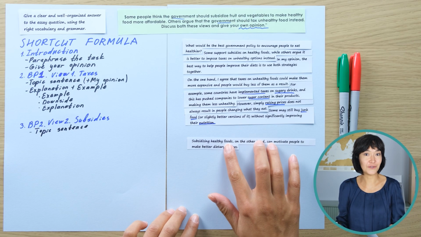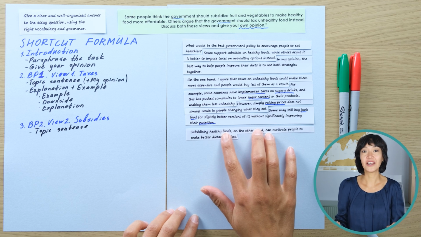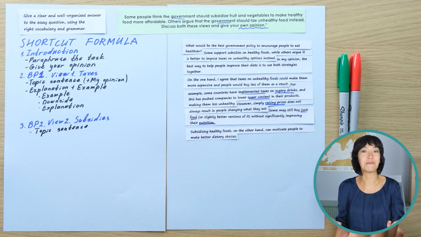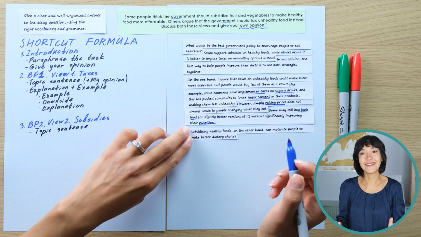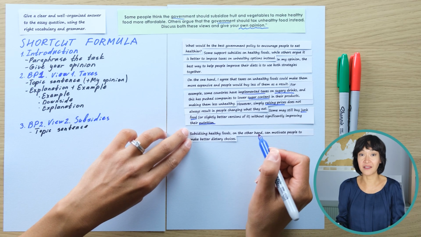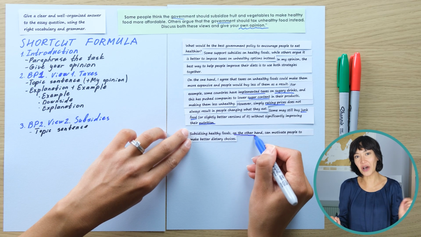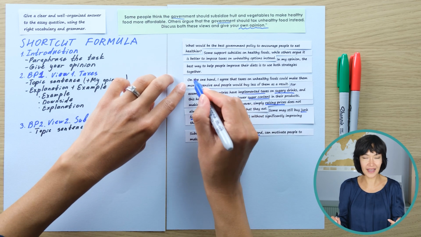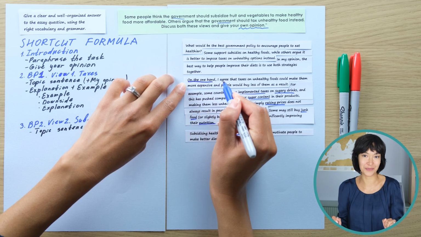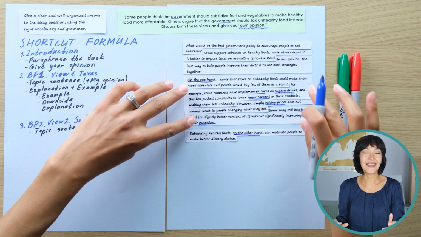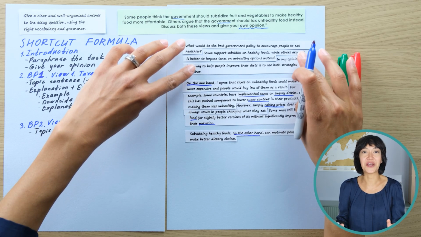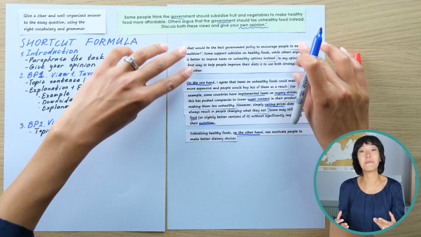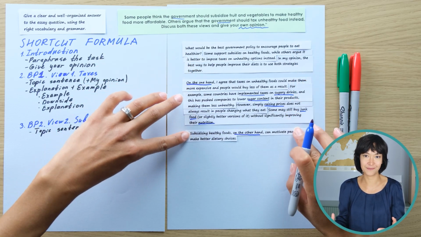Subsidizing healthy foods, on the other hand, can motivate people to make better dietary choices. I used a classic linking phrase, on the other hand, and the first part of it, on the one hand, was in the first body paragraph. This is an easy way to link the 2 paragraphs and show that I'm comparing 2 ideas.